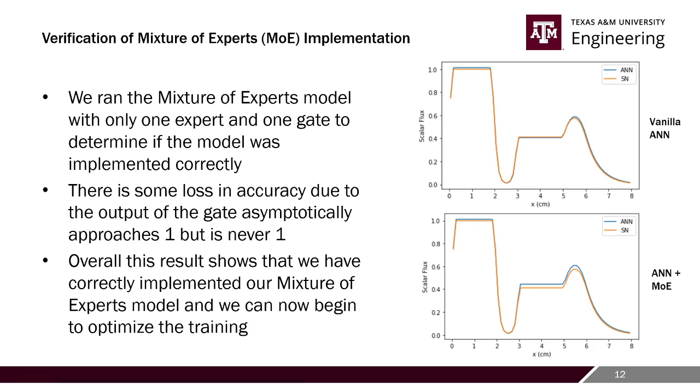So first we needed to verify that our mixture of experts was implemented correctly. So we ran our model with only one expert and one gate, loading the weights from our vanilla artificial neural network solution to determine if our model was implemented correctly. And so here you see a slight discrepancy, and this loss of accuracy is due to the output of the gate asymptotically approaching 1, but it never is 1 due to the softmax function that determines the output of the gating function. But overall, this result shows that we correctly implemented our mixture of experts model and that we could now begin to optimize the training on it.